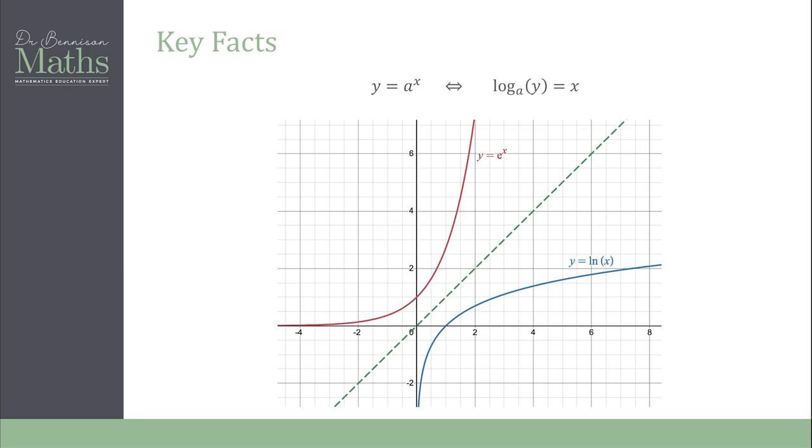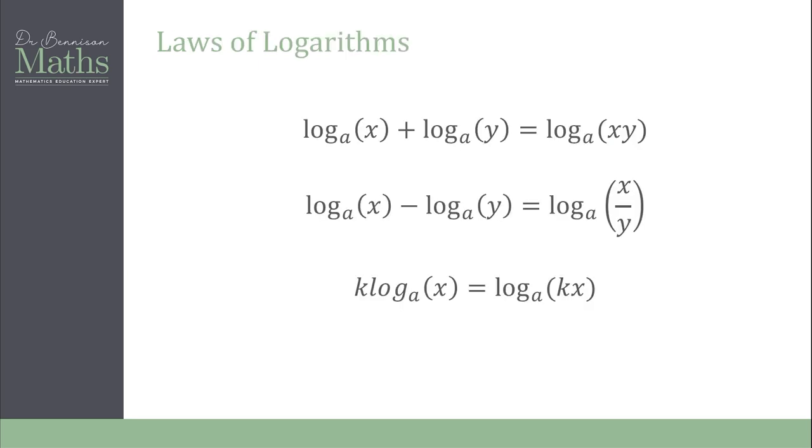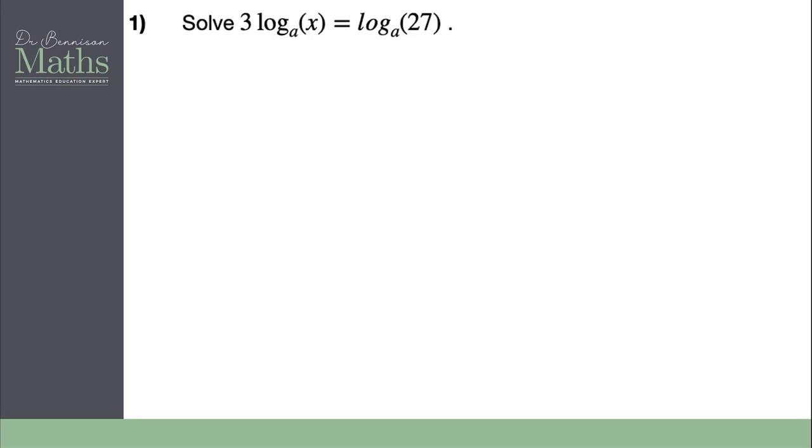You'll see the red curve is y equals e to the x, the exponential function. And if I reflect that in the line y equals x, I find the curve of its inverse function, y equals the natural log of x. During these examples, we're going to use these three laws fairly extensively: the multiplication law at the top, the division law, and the power law for logarithms. So let's make a start.